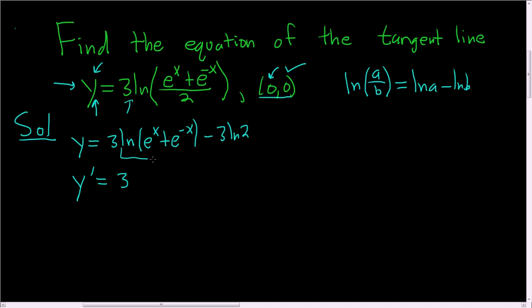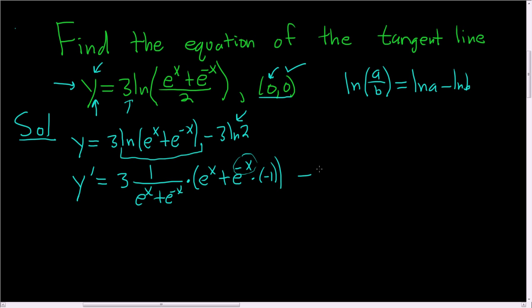The derivative of the natural log is 1 over x. So this is 1 over e to the x plus e to the negative x times the derivative of the inside piece. That's the chain rule. The derivative of e to the x is e to the x. The derivative of e to the negative x is e to the negative x times the derivative of the inside, chain rule again. So negative 1. And then this is the constant, so this derivative is 0.